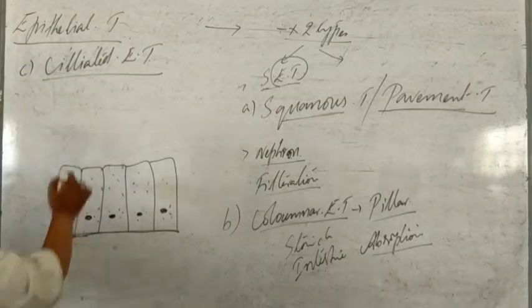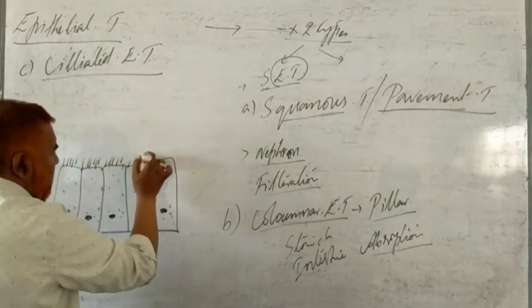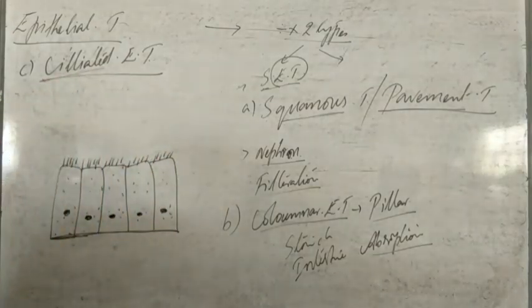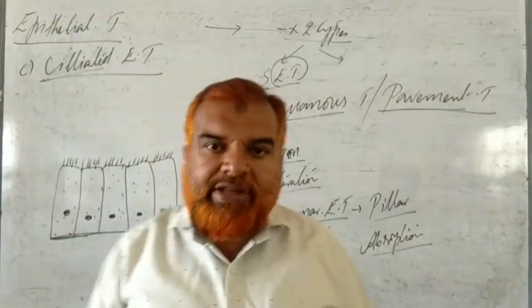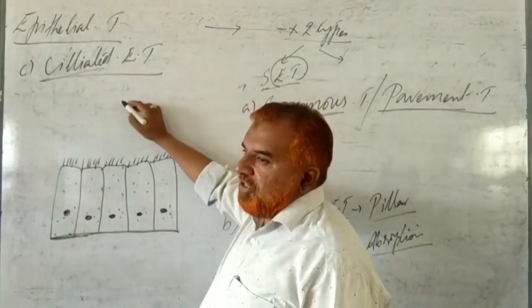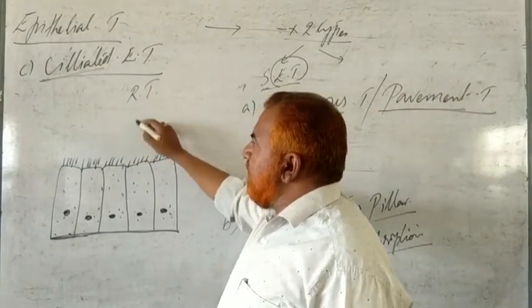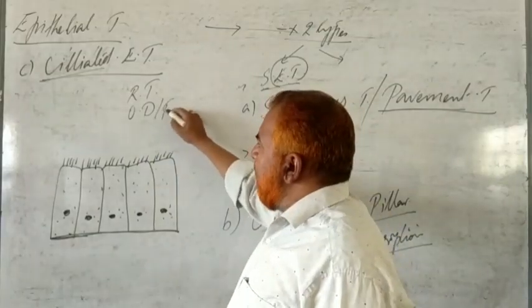Then why is it known as ciliated? Because the free end of these cells has a microvilli-like, cilia-like structure. Hence the name ciliated epithelial tissue. Where is it found present? It is found present in the respiratory tract and in the oviduct, or what we usually call the fallopian tube.